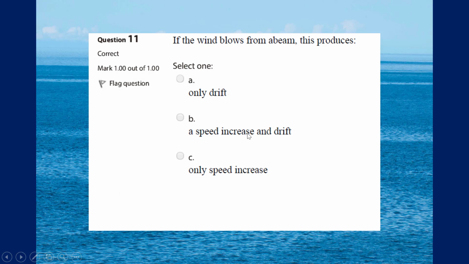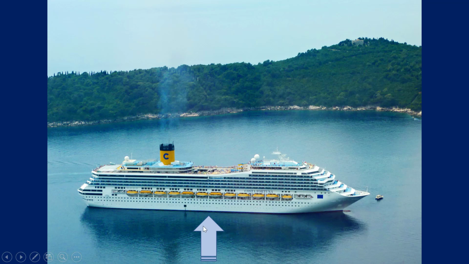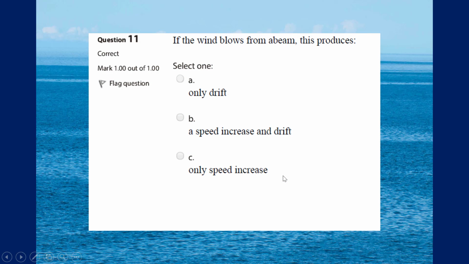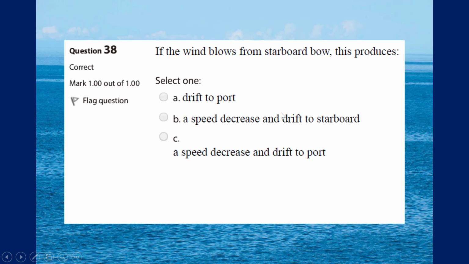It will not affect the speed, so no speed increase. If you look at it again, it's only blowing from a beam. So the ship will still be able to maintain its speed and go forward. The correct answer is only drift. If the wind blows from a beam, you only encounter drift. So A is the correct answer. Let's try another one. Probably the last one for this video.